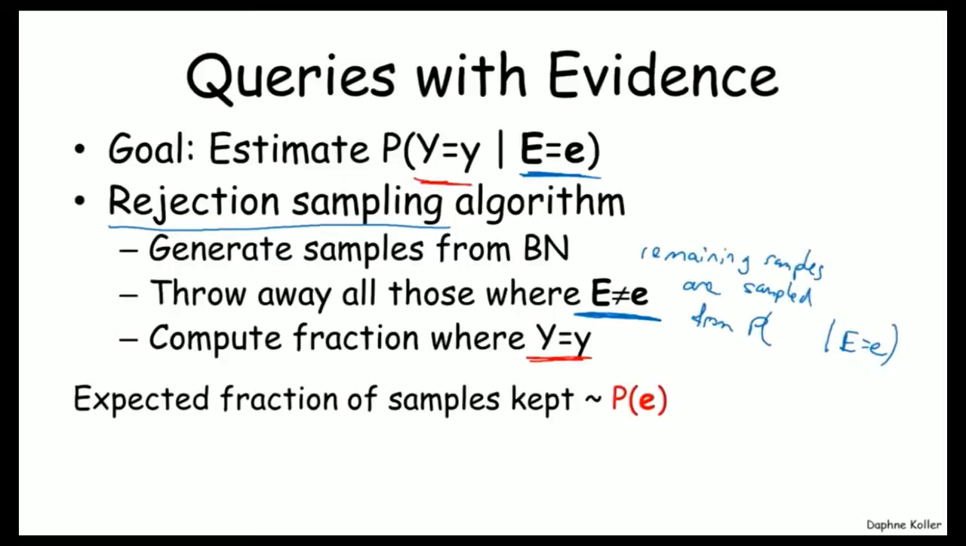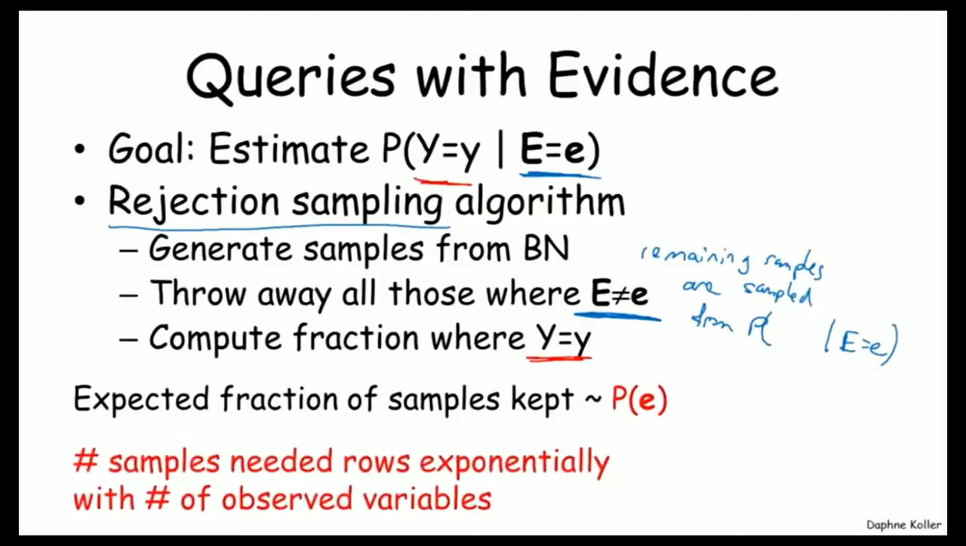And similarly with the message example, how likely are you to get a particular configuration of noisy bits? Well, exponentially small also. So the number of samples needed grows exponentially with the number of observed variables. The more variables you observe, the lower the probability of the evidence, and this is an exponential decay. And so that means that if you observe more than a couple of variables, basically, this is not a good algorithm to use.